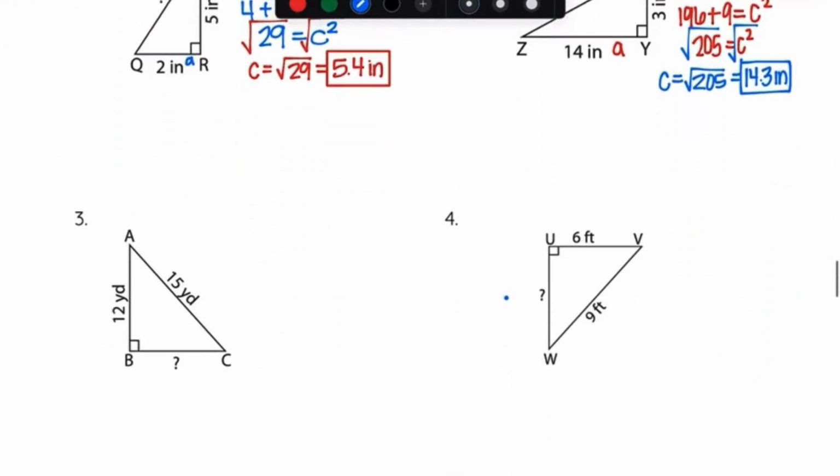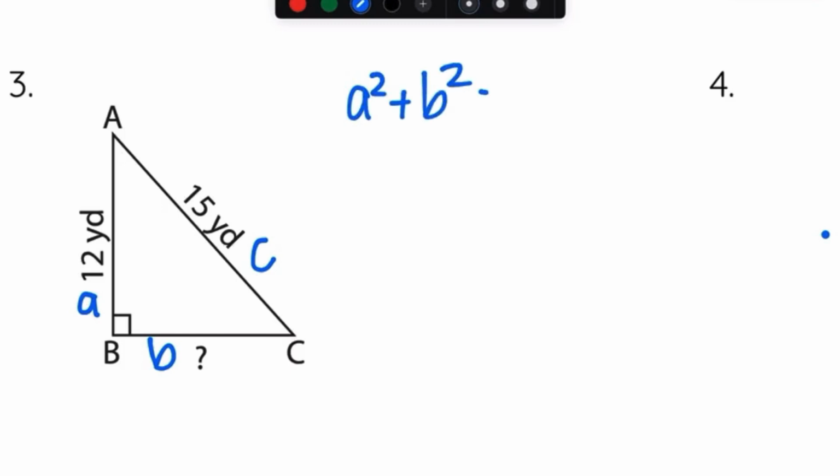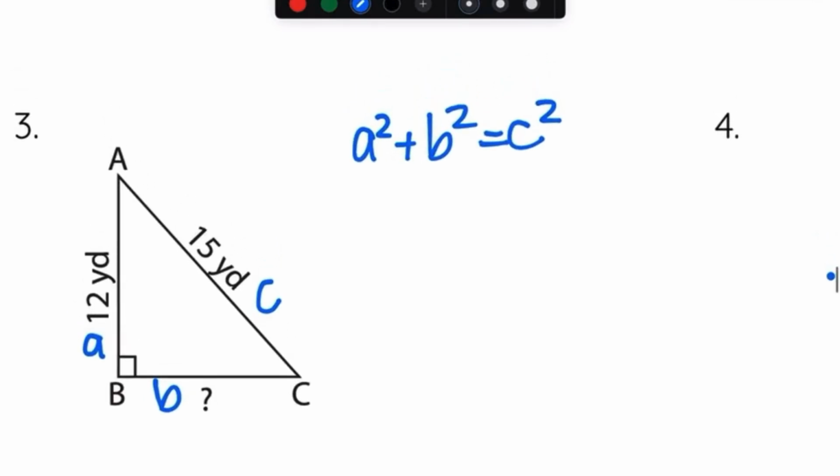All right. Number 3. Looking at my right angle, as always, go straight across. That would be my C. I got A and B. So A squared plus B squared equals C squared. And so A in this case is 12 to the power of 2 plus B to the power of 2 is equal to C to the power of 2.